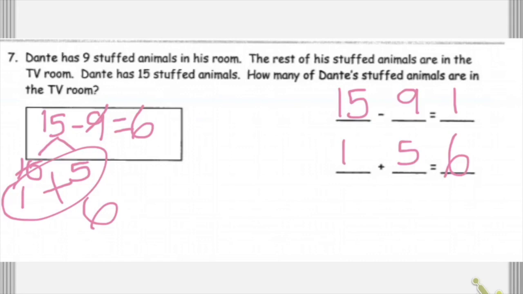We're going to take away the part that we know. We decompose 15 to 10, 5. Take 9 away from the 10. We get 1, and then 1 plus 5 equals 6. So here it should have been 10 minus 9 equals 1. Sorry, guys. And then 1 plus 5 equals 6.